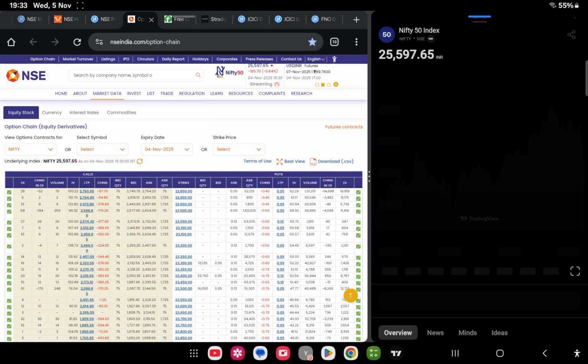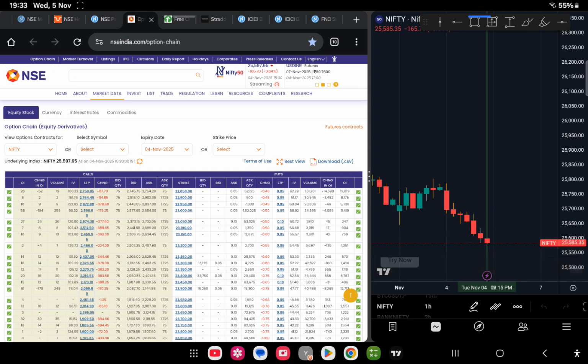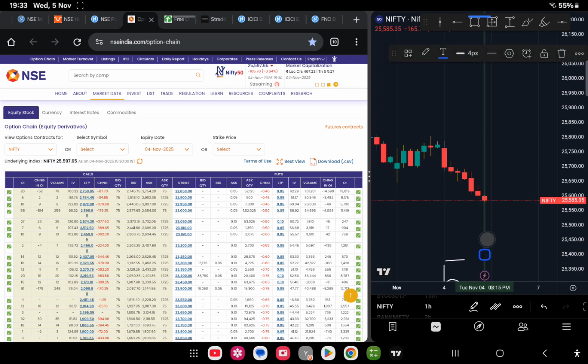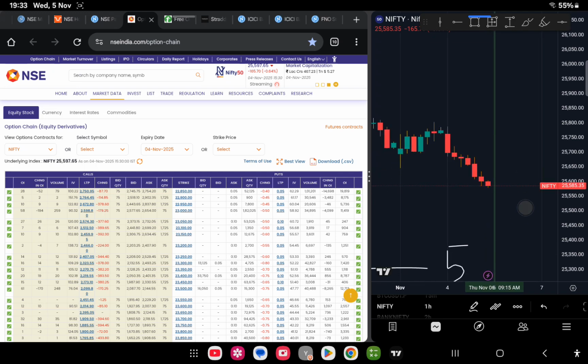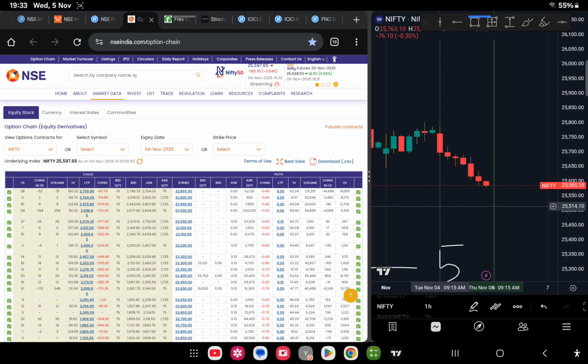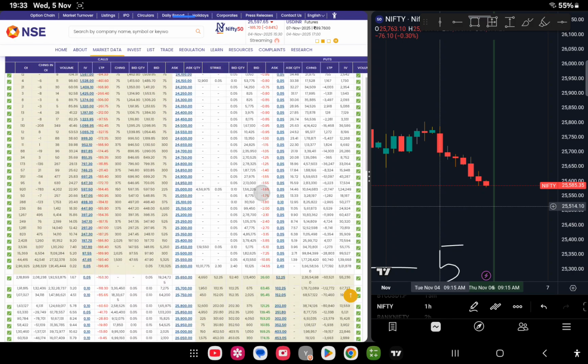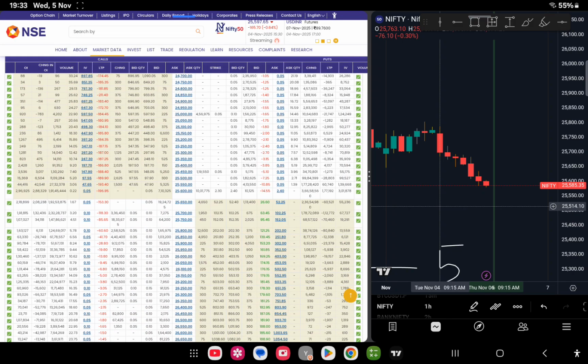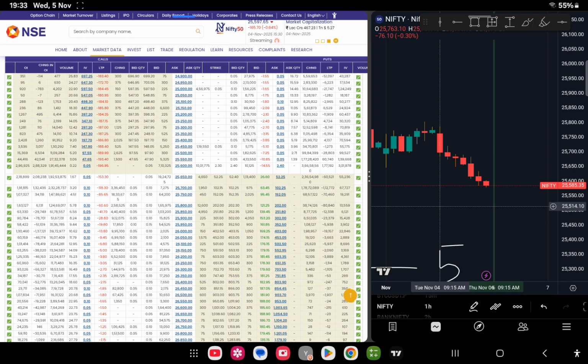Now I'll start with Nifty. So this was the Nifty Tuesday chart, and you could see it was completely a downtrend, but it was slowly going down. When you check, the open is 25,750. So let's take 25,750 as our open ATM.